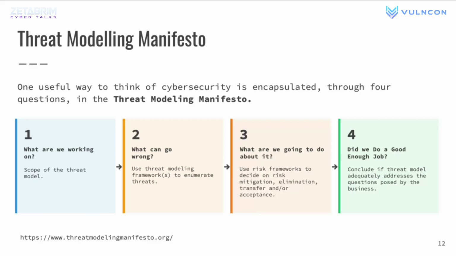And second, what can go wrong? This is always the most exciting part. People like to poke holes in systems. I'm no exception. So we use threat modeling frameworks to enumerate threats, right? And there are many, many different things that can go wrong. So this is where threat modelers have lots of fun. Okay. Then next, what are we going to do about it?